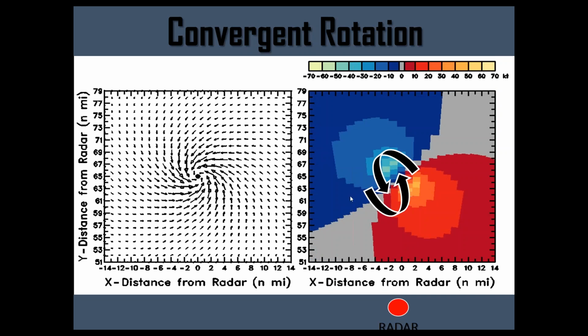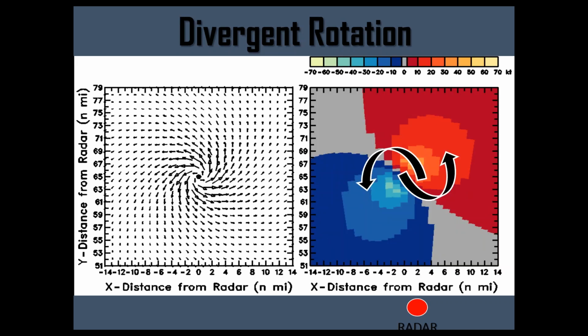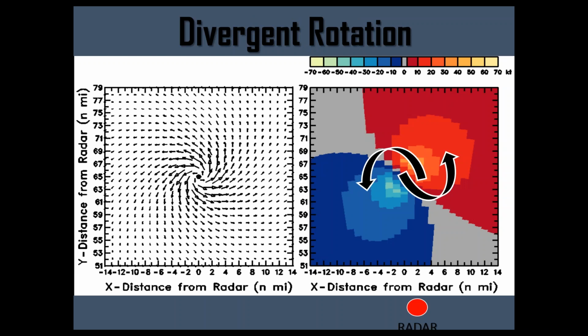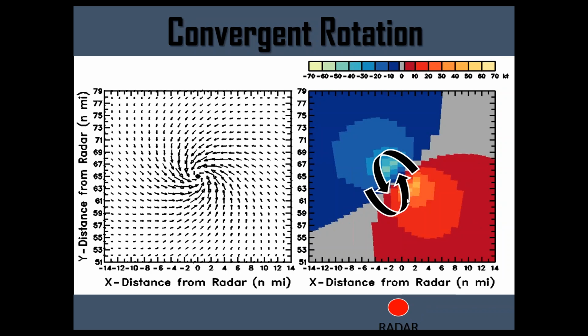Whereas in this case, where you have convergence, where they're converged together, the more convergence you have with rotation, the higher your chances for a tornado, versus divergent rotation. The chances of tornadic development increase in a storm if it develops convergent rotation. Going back to divergent rotation, here's your radar, and you've got more of your couplets going away versus toward. That's more divergent. Here's convergent, when they're much closer together and coming right at each other. They're converging.